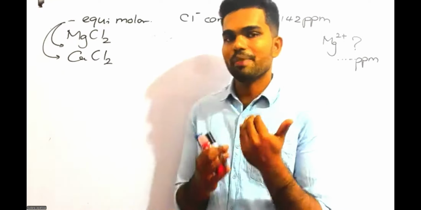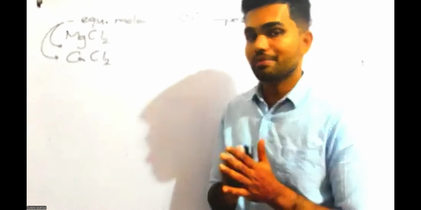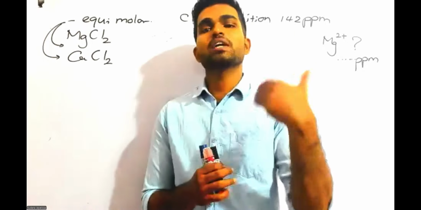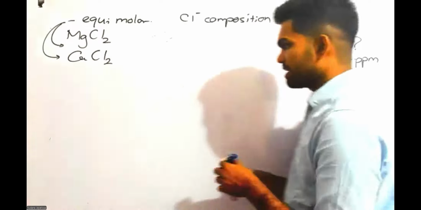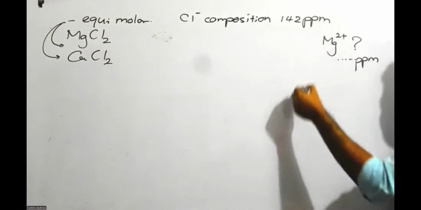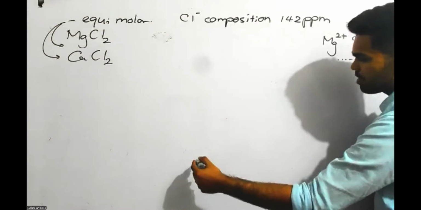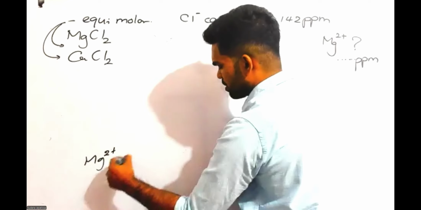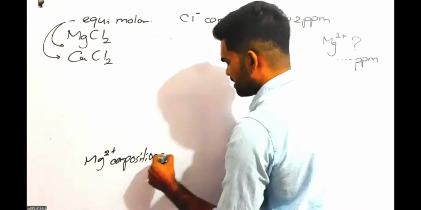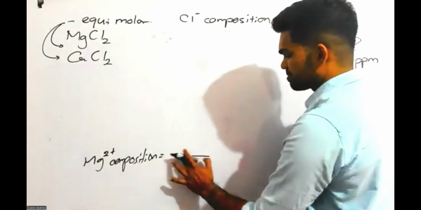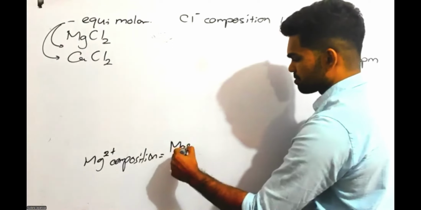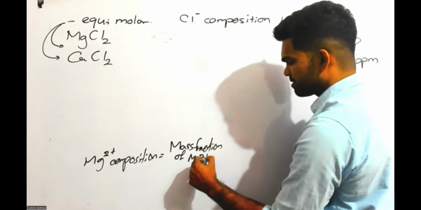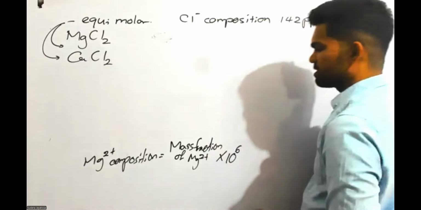So if we need the magnesium 2 plus composition in ppm, we need the magnesium 2 plus mass fraction into 10 to the power 6. Is that clear? That is how we get the magnesium composition in ppm. I write it here. Mg2 plus composition equals the mass fraction of magnesium 2 plus into 10 to the power 6.